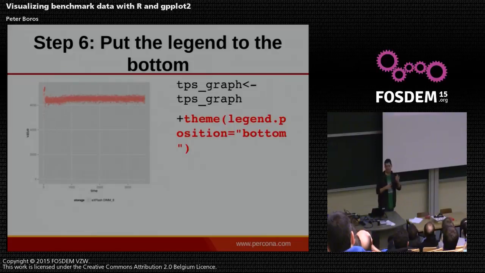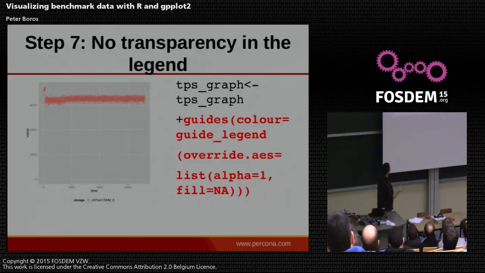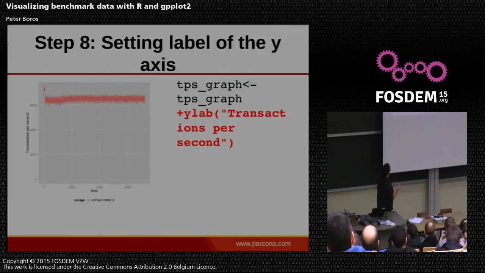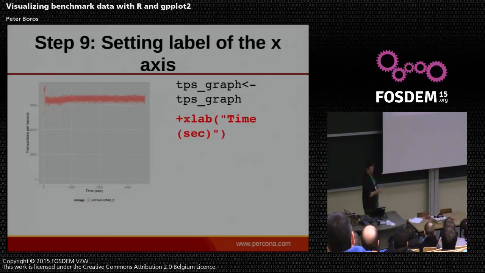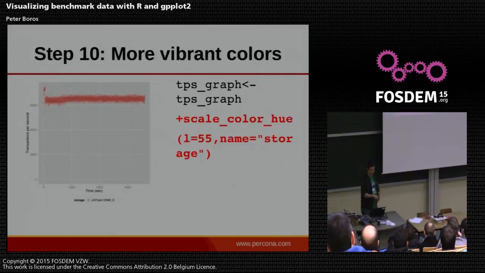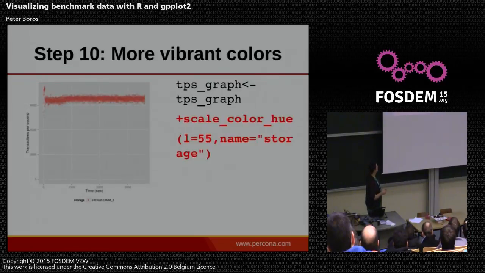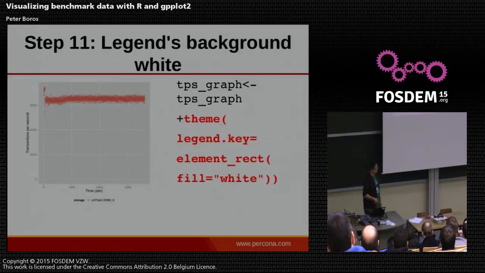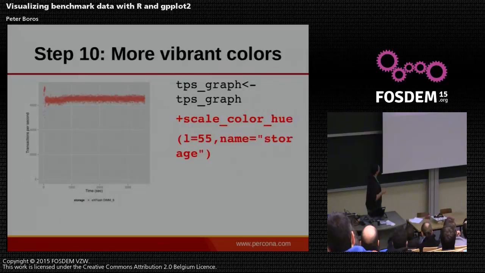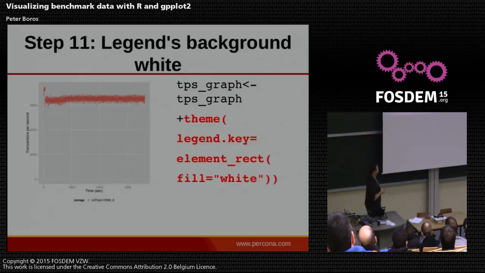We actually figured this out with Fred at last FOSDEM. So the color in the legend is really light. So we can override the legend to have the alpha channel of 1. So we have the regular color dot here. We can add the label to the y-axis. We can add the label to the x-axis. This is a fairly common thing. We can use more vibrant colors like that. And in the legend, it was still a bit ugly because the background was gray. So we can set it to white. So it will be quite seamless.